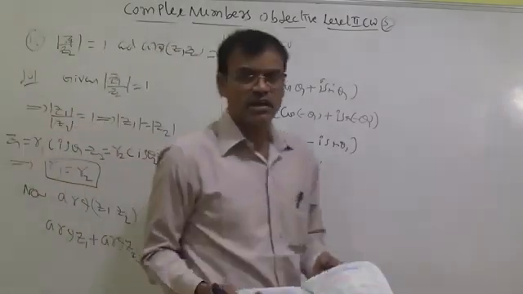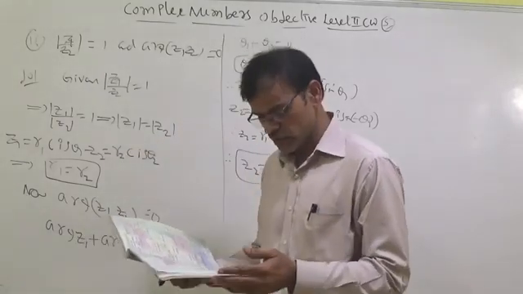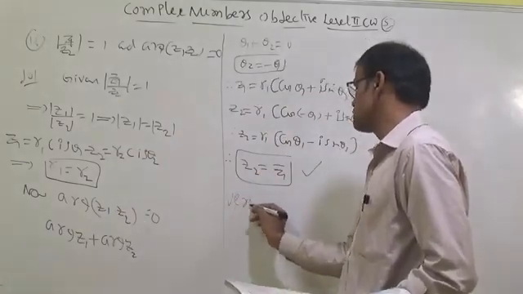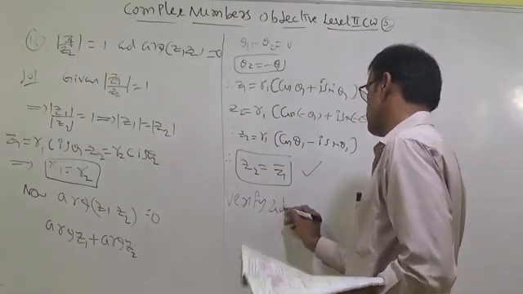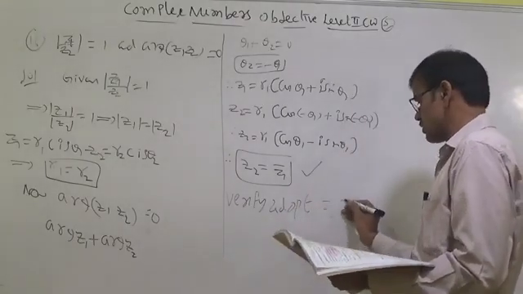But the option is not there. Z2 is equal to Z1 bar is not given as an option in this question; it may be there in another book. Now let us verify the second option for this question. So what is the second option?